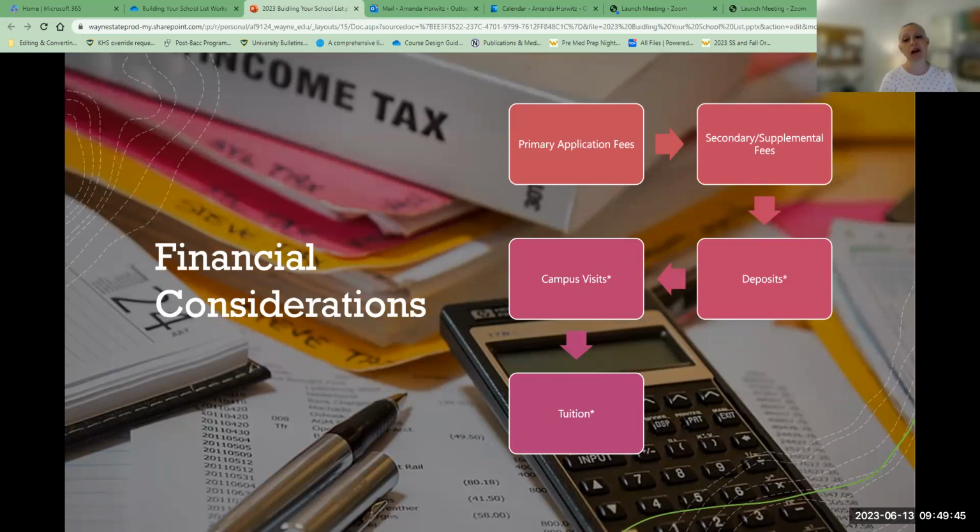Each application portal has a primary application fee. What that means is it will cover the application cost of processing and applying to a single school. And then each additional school you apply to will typically have a secondary or supplemental fee. This may be due at the time of submitting your primary application.